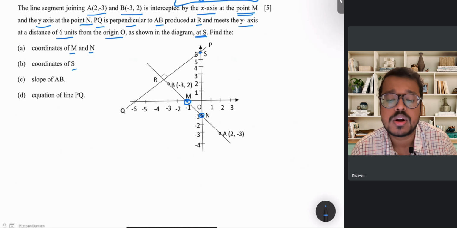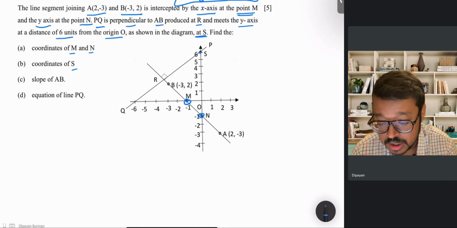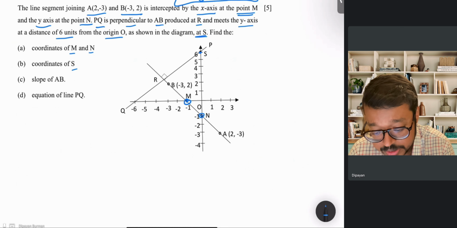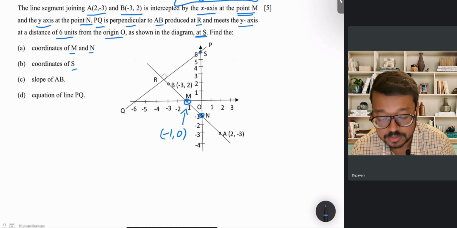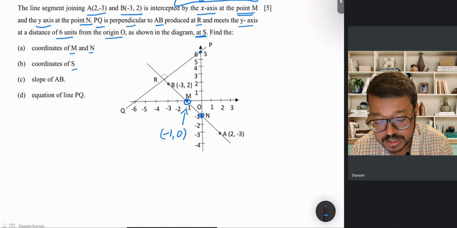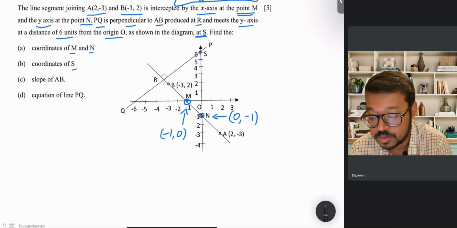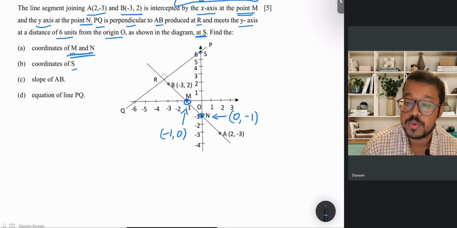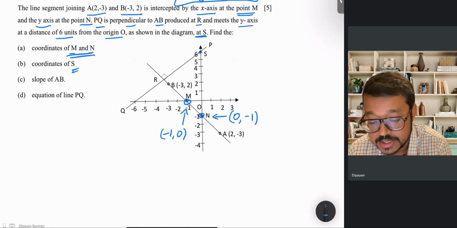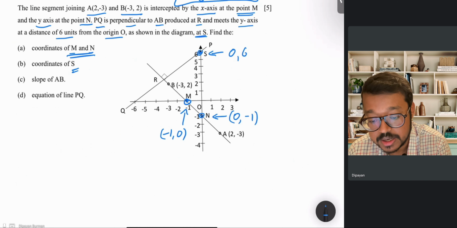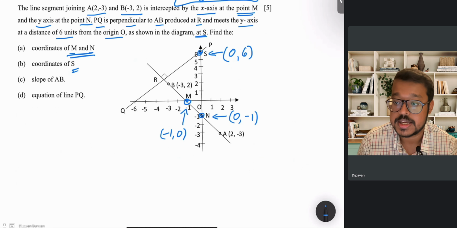So finding the coordinates is very easy visually. I can see that this is point M, and the coordinates will be x coordinate minus 1, y coordinate 0. It's on the x-axis. And for point N, the x coordinate is 0 and the y coordinate is minus 1. So the first part is done, coordinates of points M and N. Then coordinates of S: again I can locate point S, x coordinate is 0, y coordinate is 6. So that is for S.